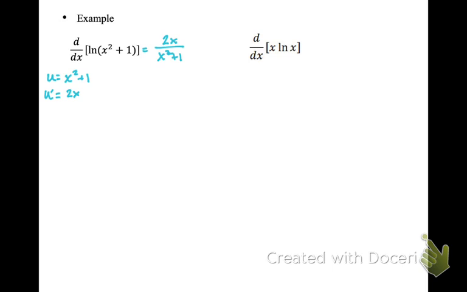Okay, so now I have d/dx of x times the natural log of x. So what rule do I have to use?